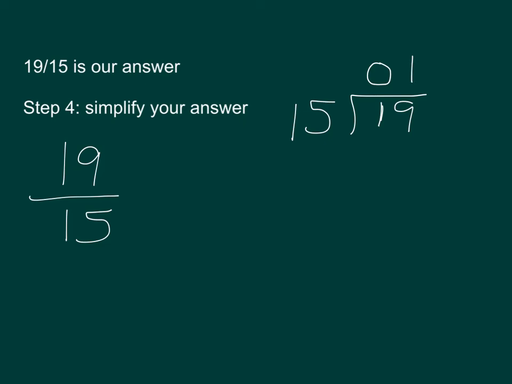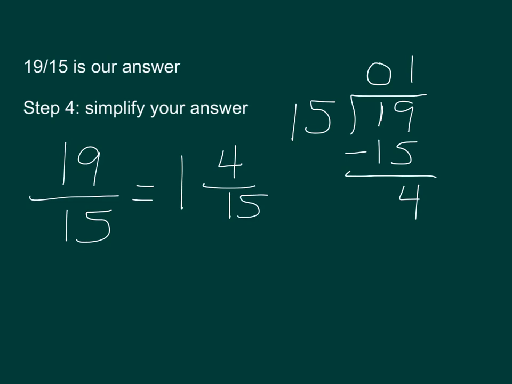So 15 times 1 is 15. We now subtract: 19 take away 15 leaves us with 4. So our new answer is going to be, 19/15 actually equals 1 and 4/15.